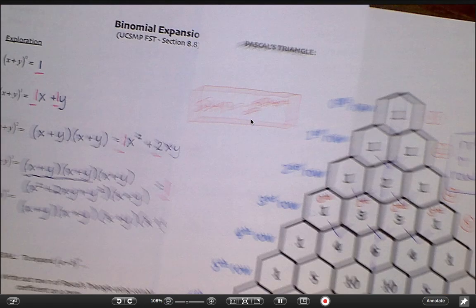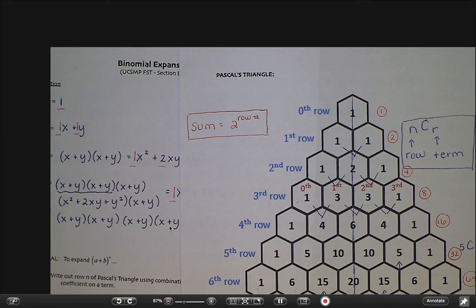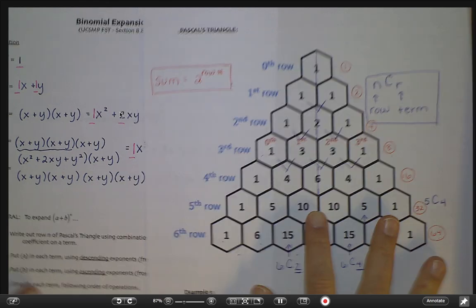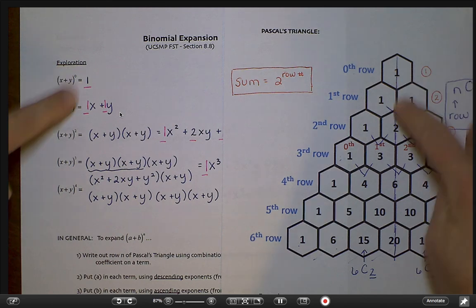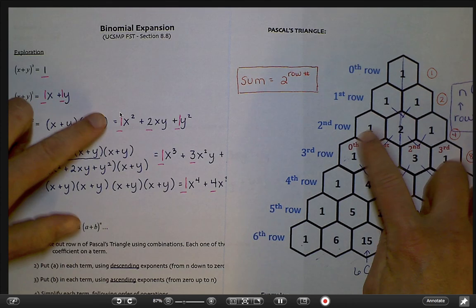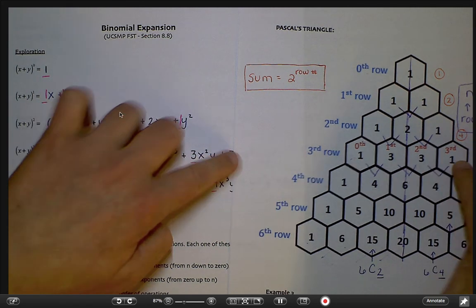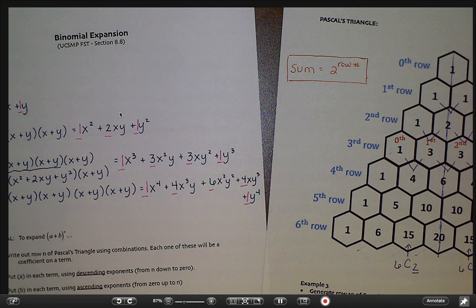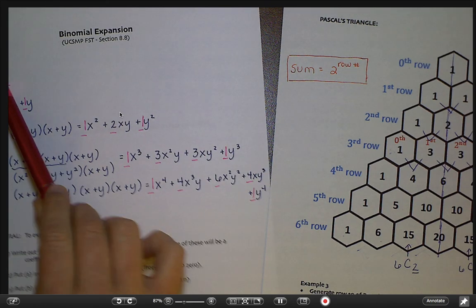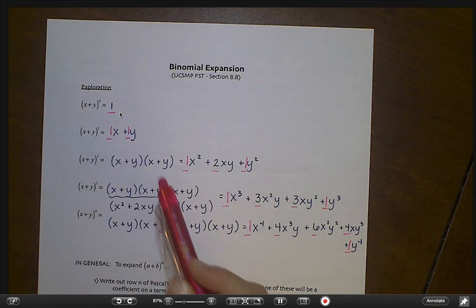We have 1. Oops, it's too zoomed out or zoomed in for you. In that first row, we have 1. Then we have 1 and 1. Then we have 1, 2 and 1. 1, 3, 3, 1. 1, 4, 6, 4, 1. Okay, so the first observation you should be making is that whatever power it is you're raising your binomial to, the coefficients come from Pascal's triangle.